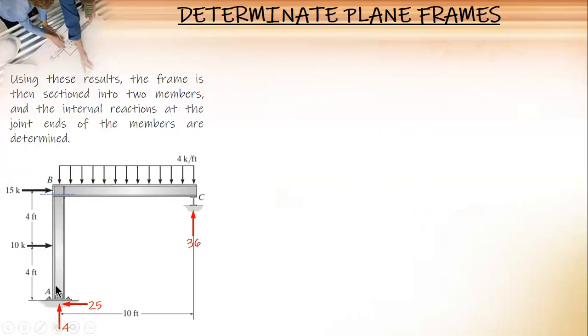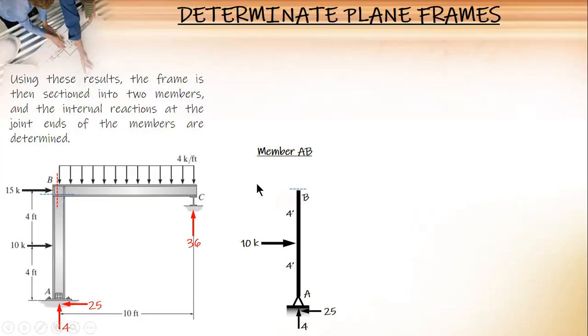So the 15 is not included, okay? But still, the length of AB is 8. We just don't consider the 15. Similarly, for BC, you cut before the load. The length is still 10 but there is no load applied. And you'll have to analyze joint B separately. So this is what you will do. For member AB, there is no 15, you only have this one. The reactions, 4 and 25, 10, where you cut at B. No 15 anymore.